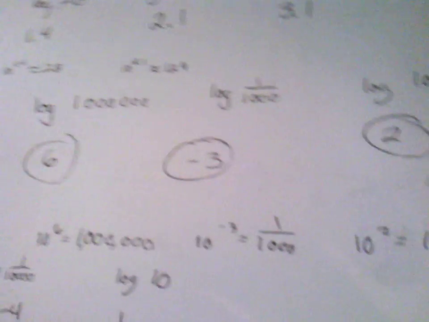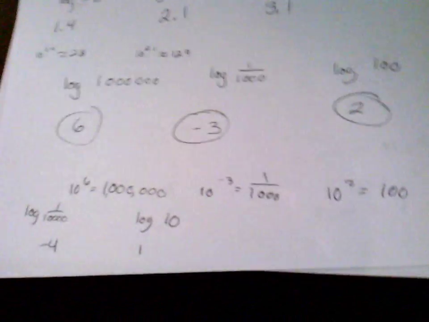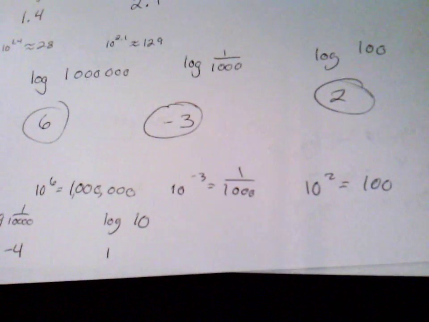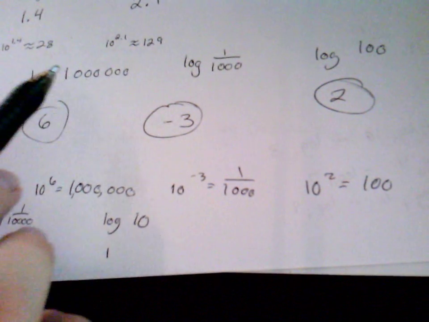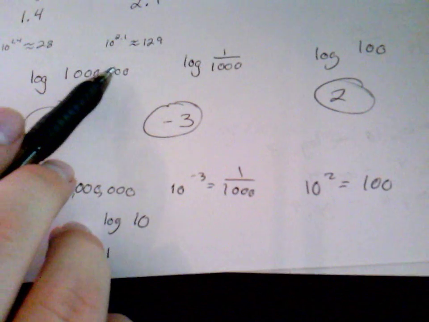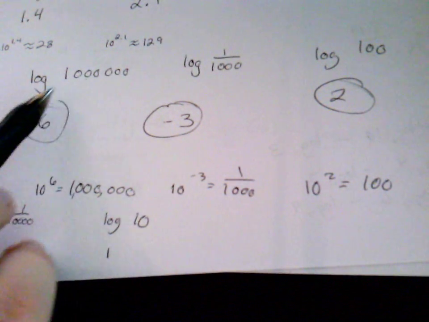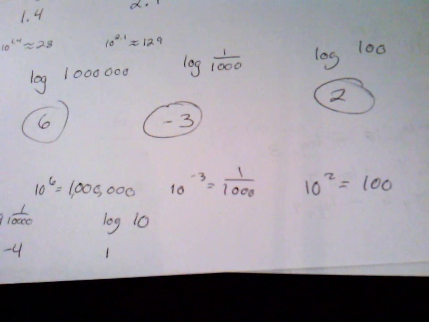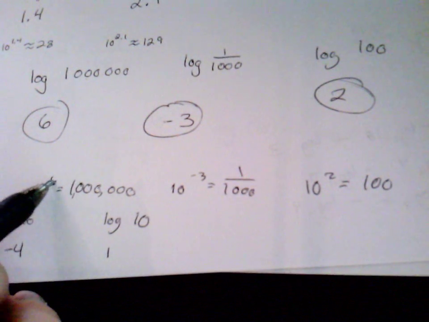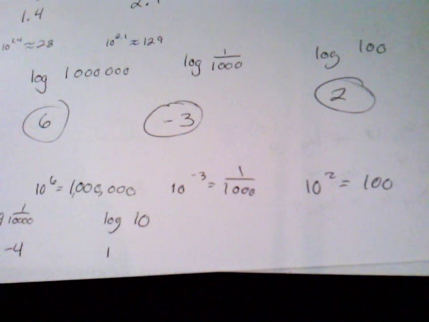So this first one, when we have log of a million, what you're actually doing is you're just counting the zeros. So we count 1, 2, 3, 4, 5, 6. Technically the answer of this is 6. Why? Because if I took 10 to the 6th power, I would get a million.